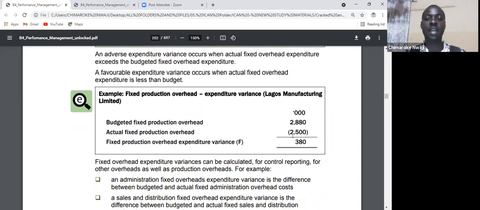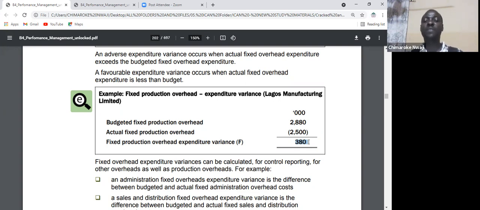So let's look at our example here. The fixed budget tells us that we plan to spend for 1,200 units. And this is the amount we plan to spend, 2,880,000. We don't care if the actual units produced is 1,000 units. What we care is we've planned for 1,200. This is the amount we are planning for 1,200, and we actually spent on 1,000. This is the amount we spent on 1,000, 2,500,000. And so we have a favorable variance of 380,000. Wow. So that favorable variance is the fixed production expenditure variance.